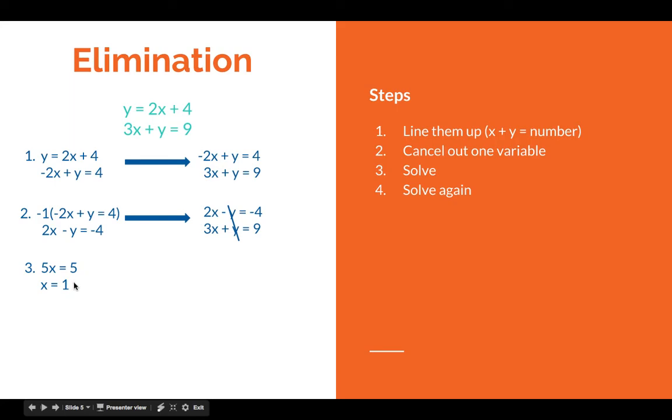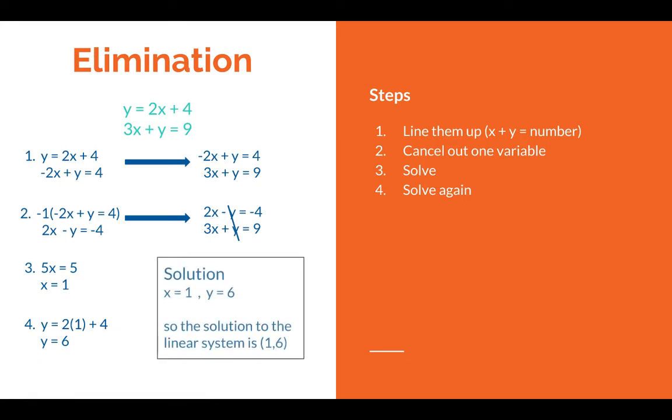So now you have 5x is equal to 5. We're going to solve, and we get x is equal to 1. So step number 4, we're going to replace anytime we see x with 1 and get the answer for y. You can plug it into either equation, doesn't matter. In this case, I chose to plug it into the top equation, and I did y is equal to 2 times 1 plus 4, and you get y is equal to 6. Therefore, our solution is x is equal to 1 and y is equal to 6. And the solution to the linear system is 1, 6.